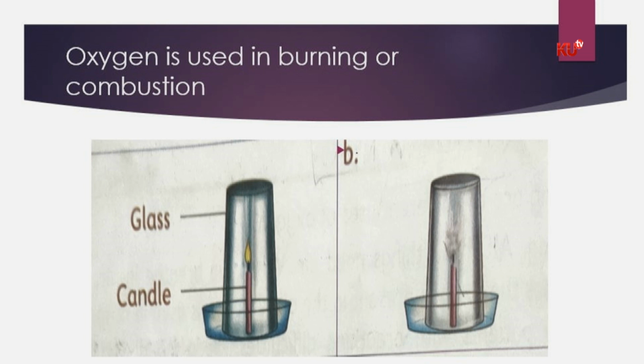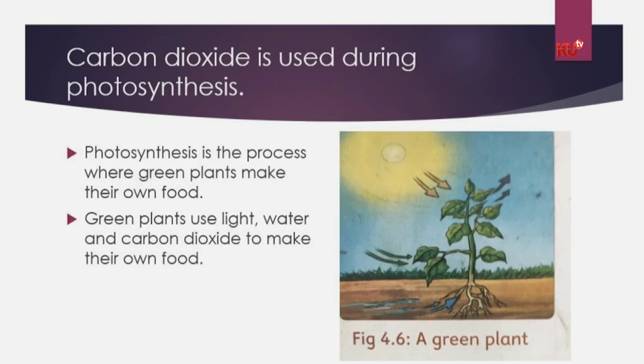Why will it go off? It will go off because the oxygen inside that glass will have been used. And the rest of the components of air remaining, that is carbon dioxide, rare gases, and nitrogen, do not support burning. Once oxygen is used up, the candle will go off. So that shows that oxygen is used in burning or combustion. Later, we shall do that practically.